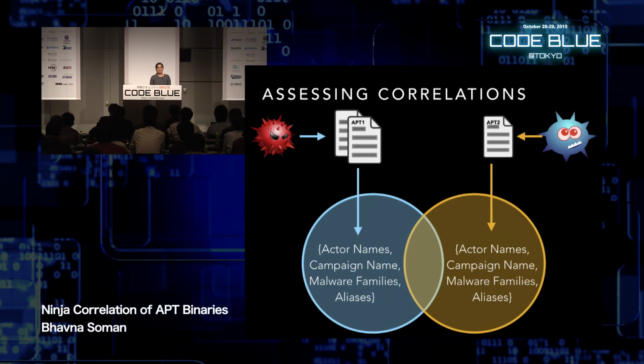For instance, if we know that 2 binaries were used by the same actor at some point, then we can say that they're connected, and the correlation was judged to be a true positive. All right, let me show you the results that we got.